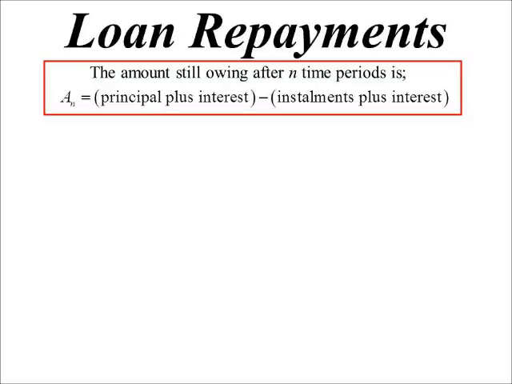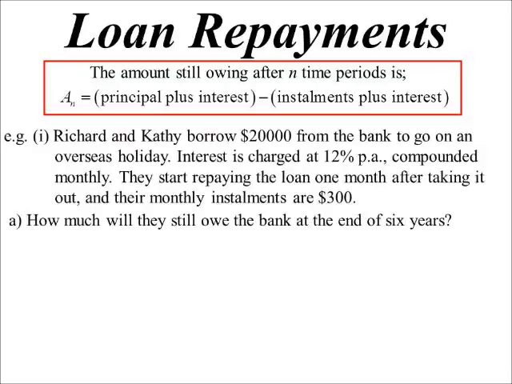Okay? That'll always tell me how much I've got owing. Okay, here we are. Richard and Kathy are going to borrow $20,000 to go on a holiday. Interest is 12% per annum. Personal loans tend to be more expensive, so 12%, probably a bit high at the moment, but compounded monthly. They start repaying the loan 1 month after taking it out.